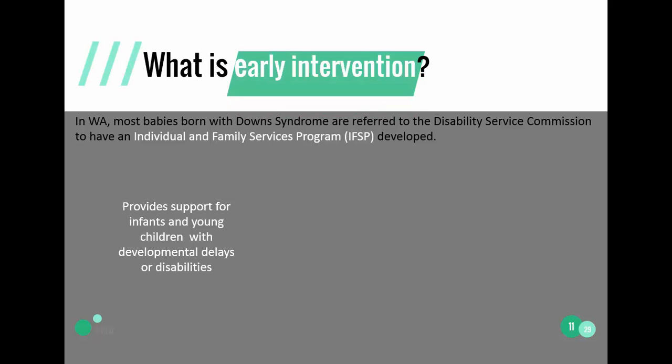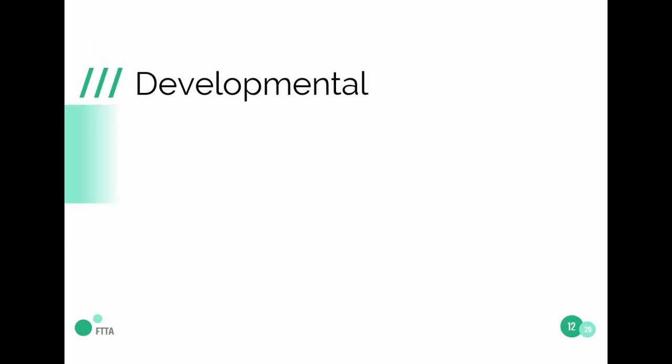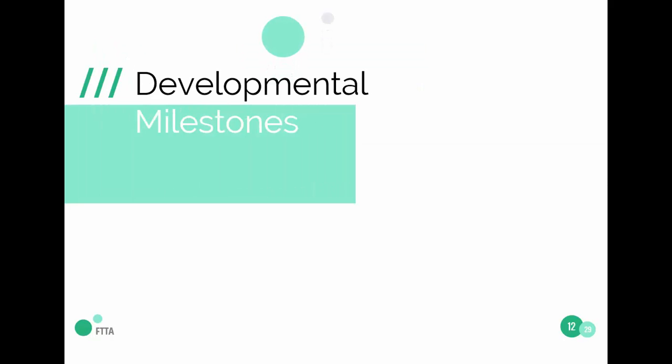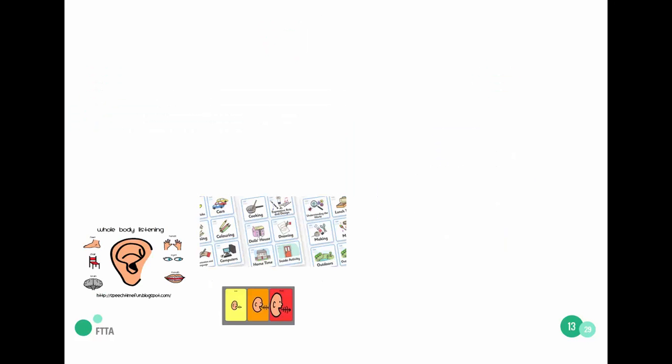Provide support for infants and young children with development delays or disabilities. We're talking about early intervention here. Occupational therapy, speech therapy, physiotherapy. Not something we really need to get into. If you're not sure about any of those terms, feel free to Google it. It is expected that by 5, so obviously depending on other disabilities, but developmentally, which means growing and learning new skills and physically being able to do new things. By the age of 5, they should be walking, be toilet trained, dressed with minimal help, and be able to feed themselves.